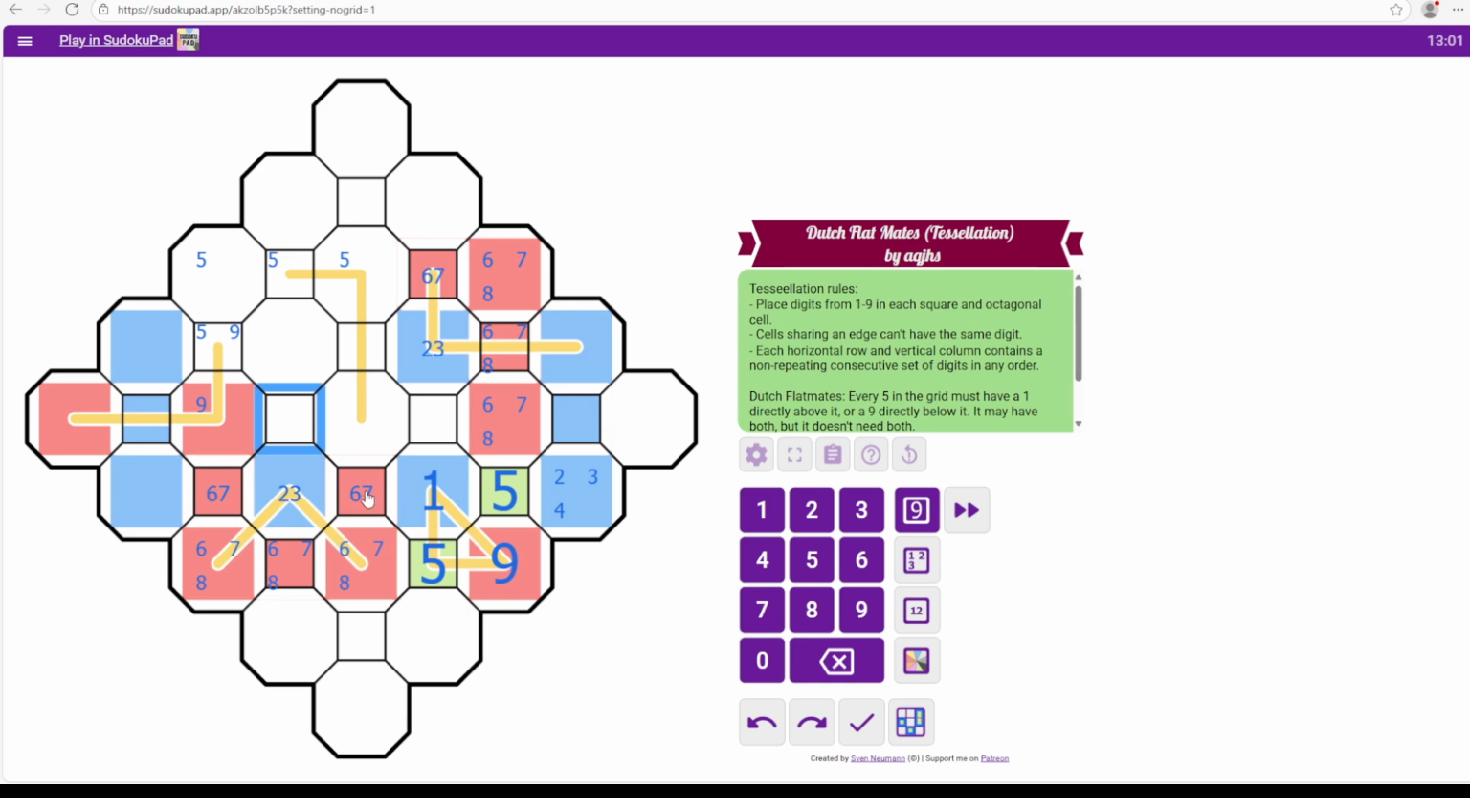So the 6-7 pair, that's actually pretty interesting. So that, I guess it could be an 8. So this, I don't think I've got anything concrete on. We know that this is 1, 2, 3, 4, 5, 6, 7.